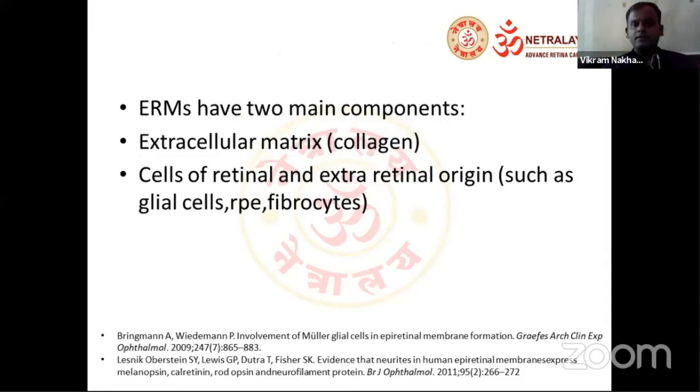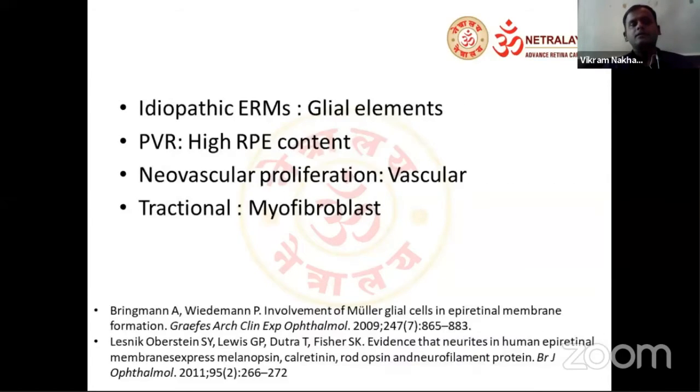In general, the ERM has 2 main components, an extracellular matrix consisting of collagen, and cells of retinal and extraretinal origin, such as the glial cells, the RPE, and the fibrocytes. The relative abundance of these components within the ERM reflects the underlying etiology. Like in idiopathic ERM, they are mainly composed of glial elements, whereas ERMs secondary to proliferative vitreoretinopathy are more heavily pigmented due to the high RPE content.